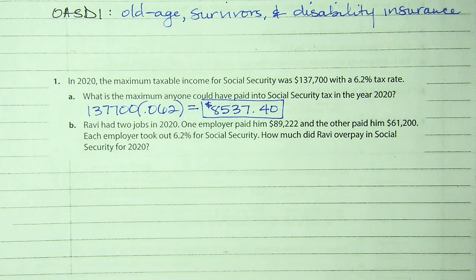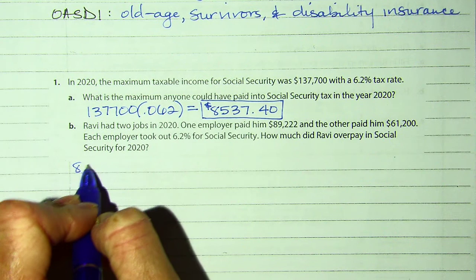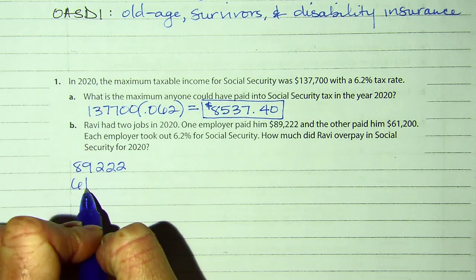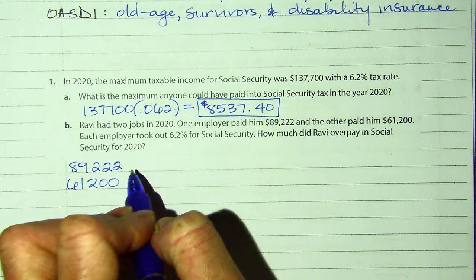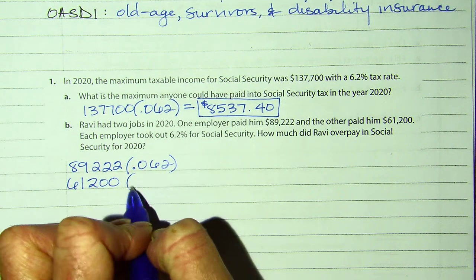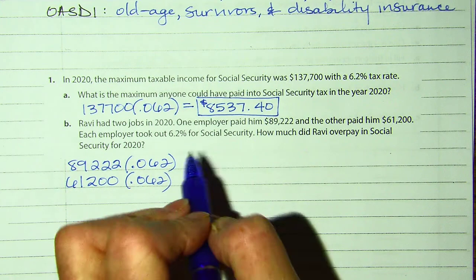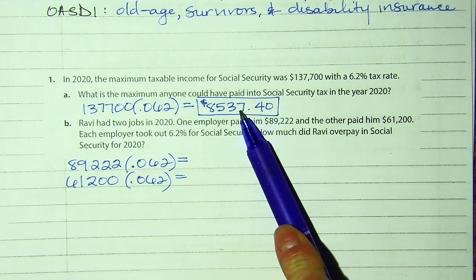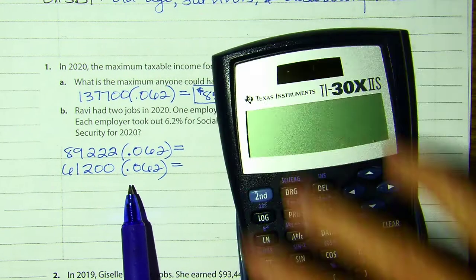Part B, Ravi had two jobs. One employer paid him $89,222, and the other paid him $61,200. Each job took out 6.2%, so 0.062. How much did he overpay? Remember, the maximum that he could contribute is this amount. But he worked two different jobs, and they probably didn't know.